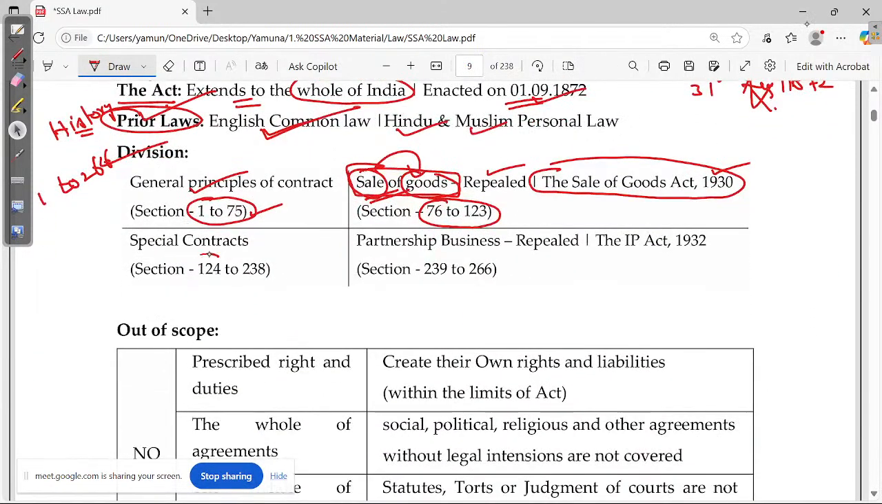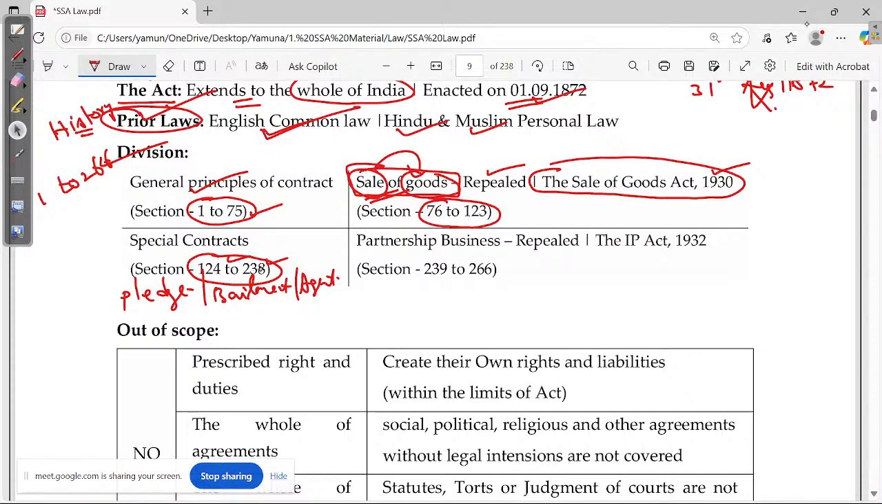Sections 124 to 238 deal with special contracts. In case of pledge, what happens? In case of bailment, what happens? In case you are entering into a contract with an agent, what happens? So these types of special contracts are discussed in these provisions. Again, we have this in our syllabus.